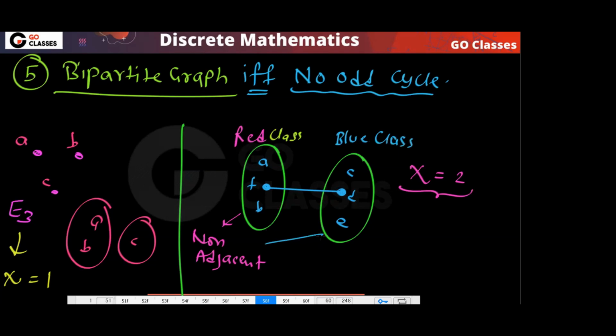Because these are also non-adjacent. So finally, these are non-adjacent, so I can give the same color to them, and these are non-adjacent, so I can give the same color to them. And you can notice that every edge will have different colors at their endpoints. Yes or no? So very simple, the chromatic number will be 2.